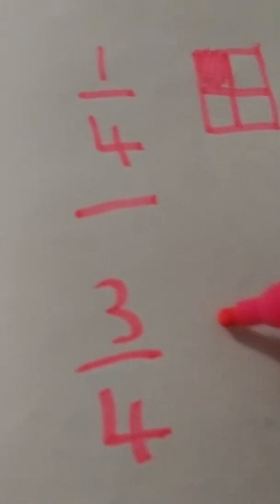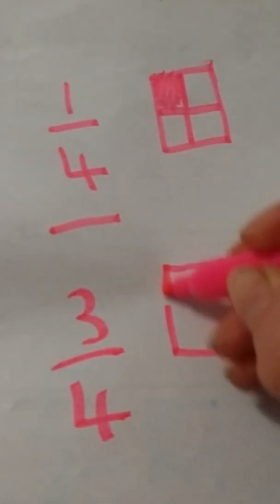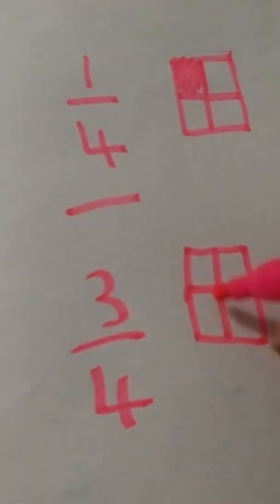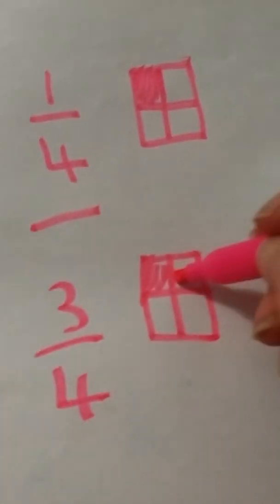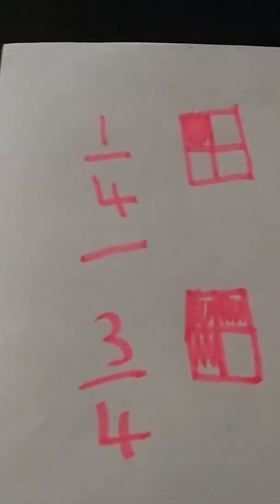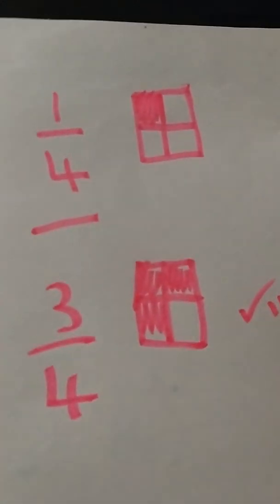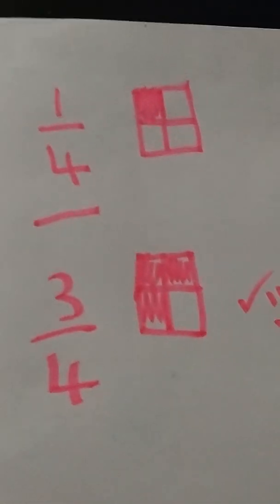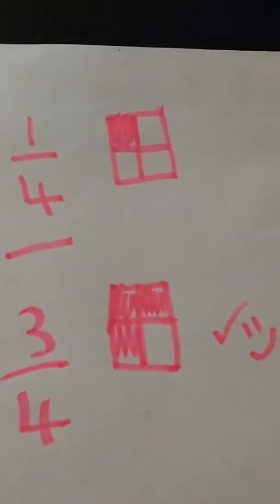3/4 again. 4 is the whole, and I need to shade 3 parts, 3/4. Okay, so I would obviously rather have that bit because if it was a pizza, I would get 3 bits, whereas that 1/4 only gets 1 piece of pizza.